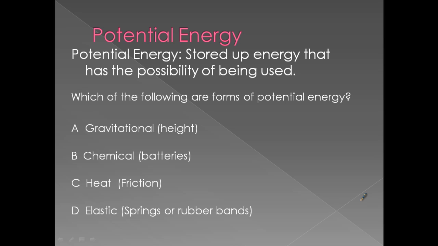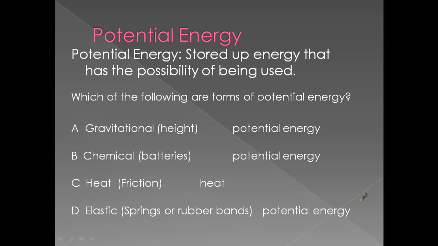You should have already taken notes on this stuff by outlining your chapter. So potential energy is stored up energy that has the possibility of being used. So which of the following are forms of potential energy? Gravitational, chemical, heat, or elastic, which includes springs or rubber bands. If you said A, B, and D, you would be correct.